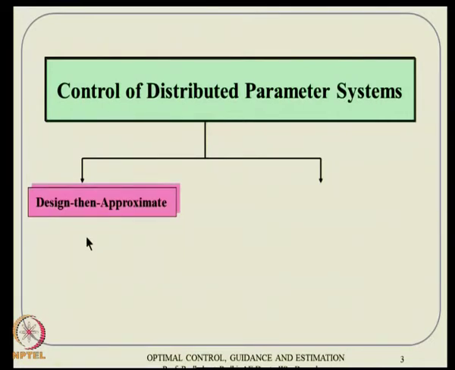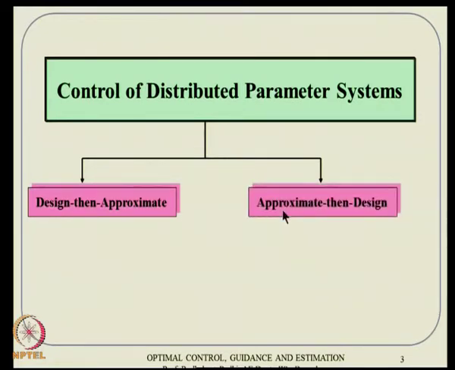And obviously you can't implement that, or the feedback necessary is also infinite dimensional like that. So, then you cannot implement it that way. So, finally you have to approximate. Okay. So, first you design and then you approximate. On the other hand, naturally the other thing comes: approximate and then design.